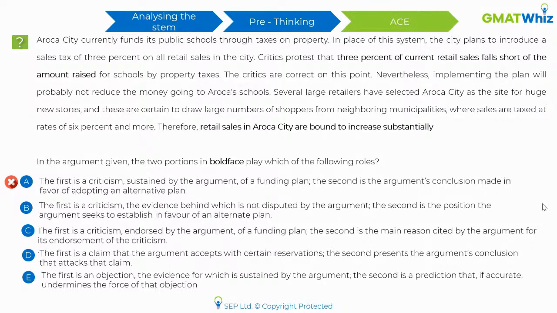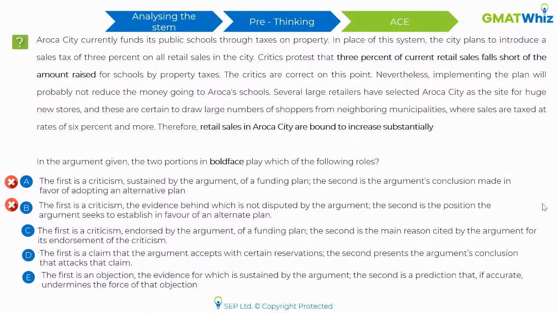The second is the position. Okay, so let's stop here and ask ourselves, can we call the second boldface a position? Yes, position is a term given to any kind of claim or conclusion, and definitely the second boldface is an intermediate conclusion. So we can say it is the position. The argument seeks to establish. Now this part means this is the main position or the main conclusion. No, the second boldface is not the position, not the main conclusion that the argument is trying to establish in favor of an alternate plan. Therefore, B is also out because of that part, the position the argument seeks to establish. Okay, so see how I'm dividing my answer choice into small parts and identifying whether this part is true or this part is false. It makes life easier instead of reading the entire sentence in one shot.